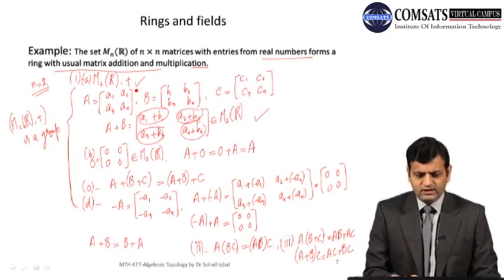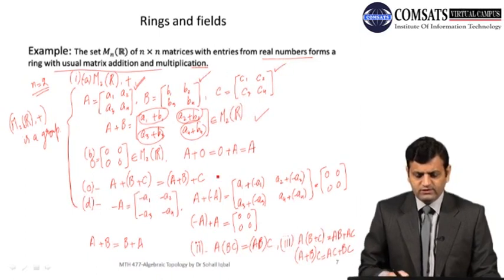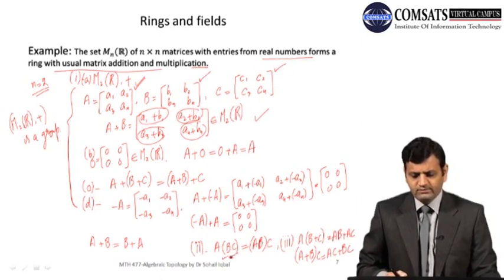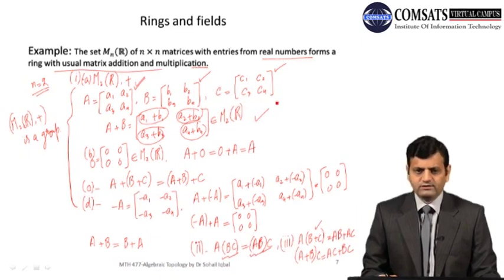So take A to be this matrix, B to be this matrix, and C to be this matrix. Multiply B and C and then multiply it with A, and then multiply A and B and then multiply it with C, and see that the answer should be equal. And similarly, add B plus C, multiply it with A from this side, and multiply A with B and A with C, and then add them, then you should get the same answer.